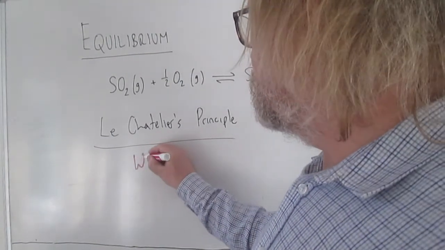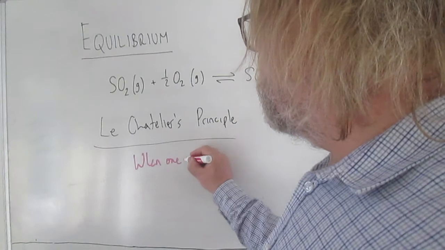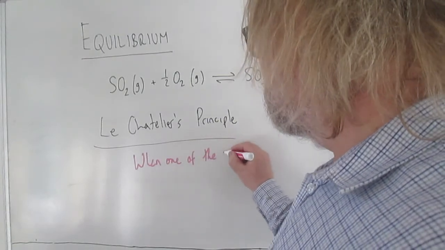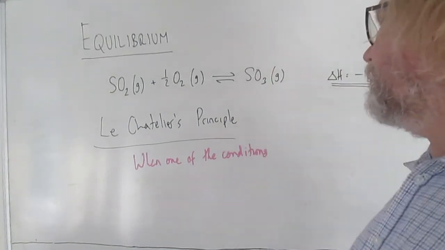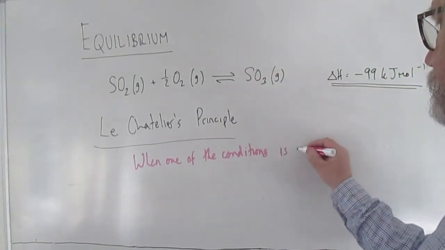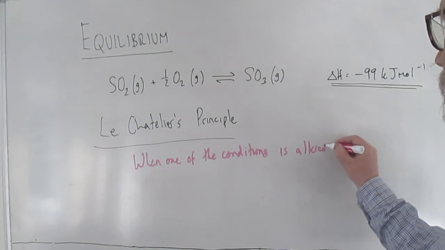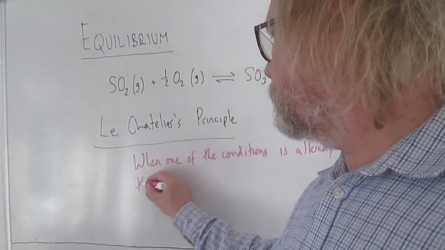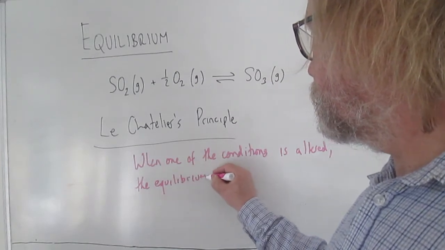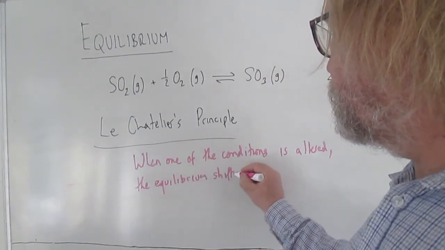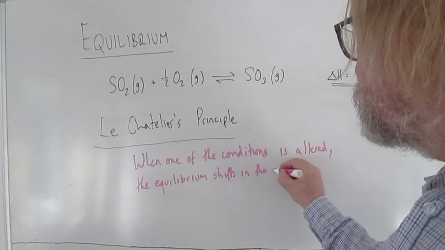when one of the conditions is altered, the equilibrium shifts in the direction that opposes the change.